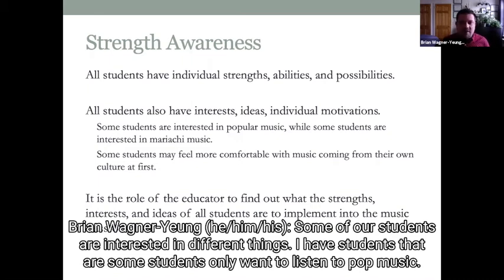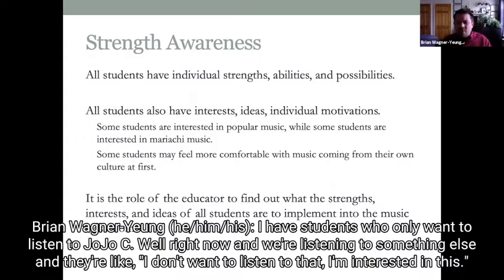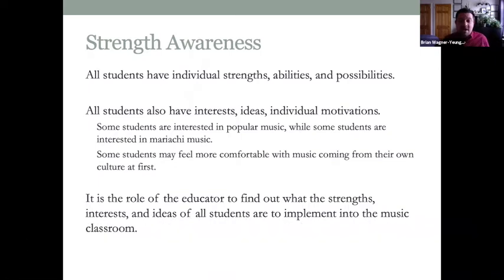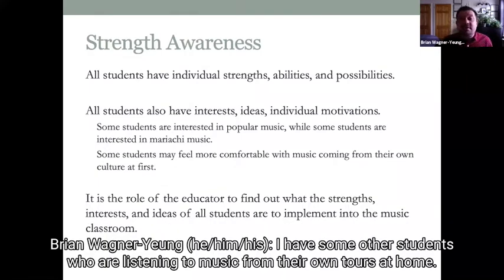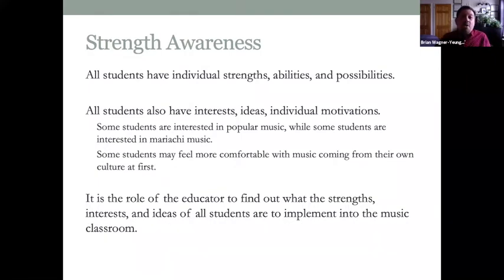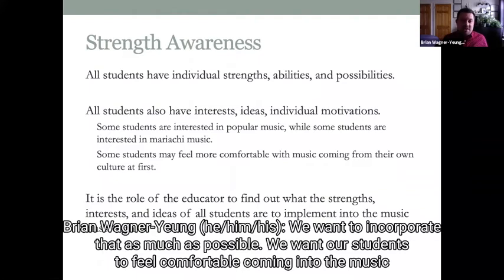Some students only want to listen to pop music. I have students who only want to listen to JoJo Siwa right now, and we're listening to something else, and they're like, I don't want to listen to that. I'm interested in this. I have some other students who are listening to music from their own cultures at home. We want to incorporate that as much as possible.